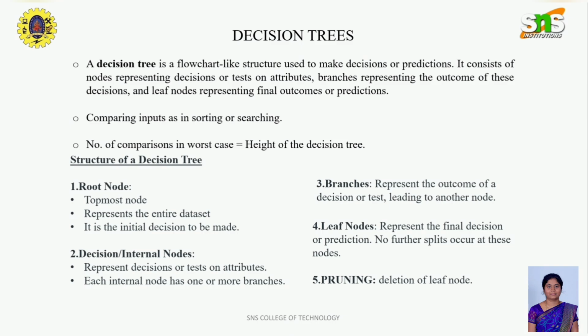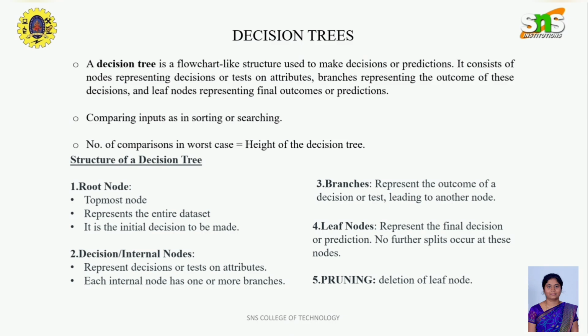So, a decision tree is a flowchart-like structure. It is used to make predictions or decisions. It consists of a node that represents a decision or test on attributes, and it also has branches that represent the outcome of these decisions. The leaf nodes of these decision trees represent the final outcome or the prediction.